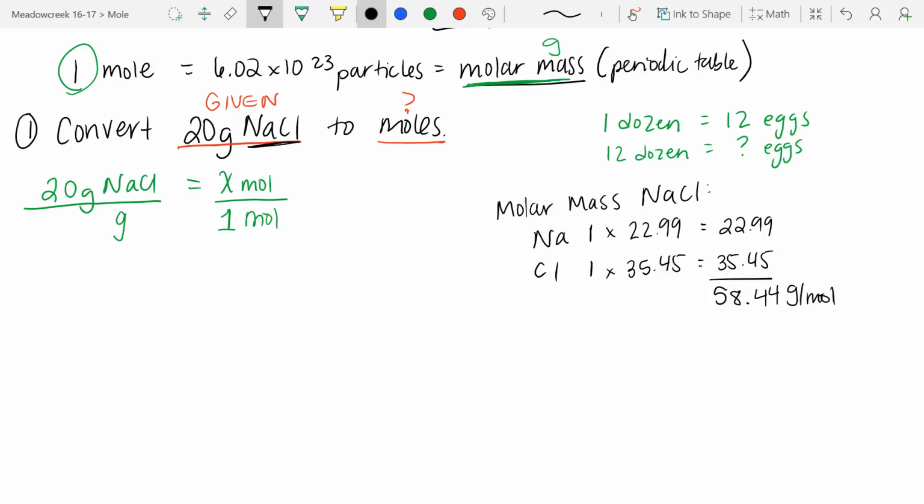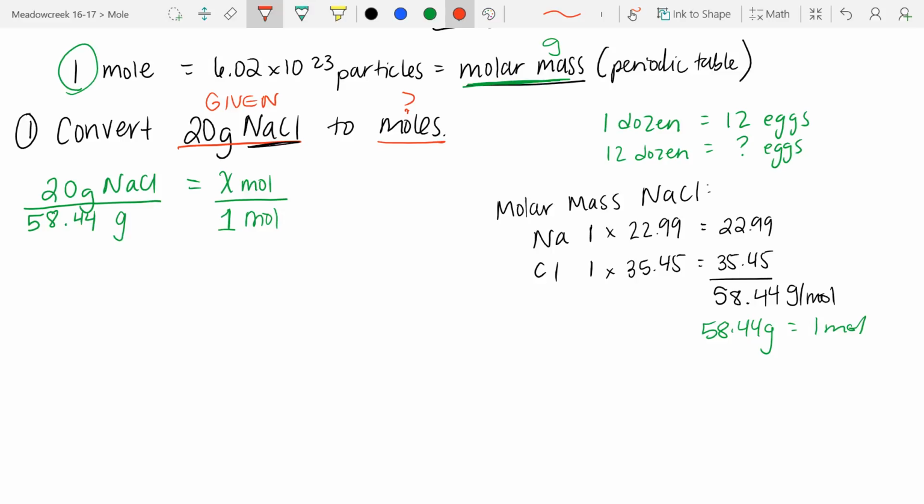So we're going to take that 58.44 grams per mole and we're going to set it equal here, which is essentially what I wrote. This is 58.44 grams is equal to 1 mole, which we have written here on the bottom of our fraction. Okay, we see that there.